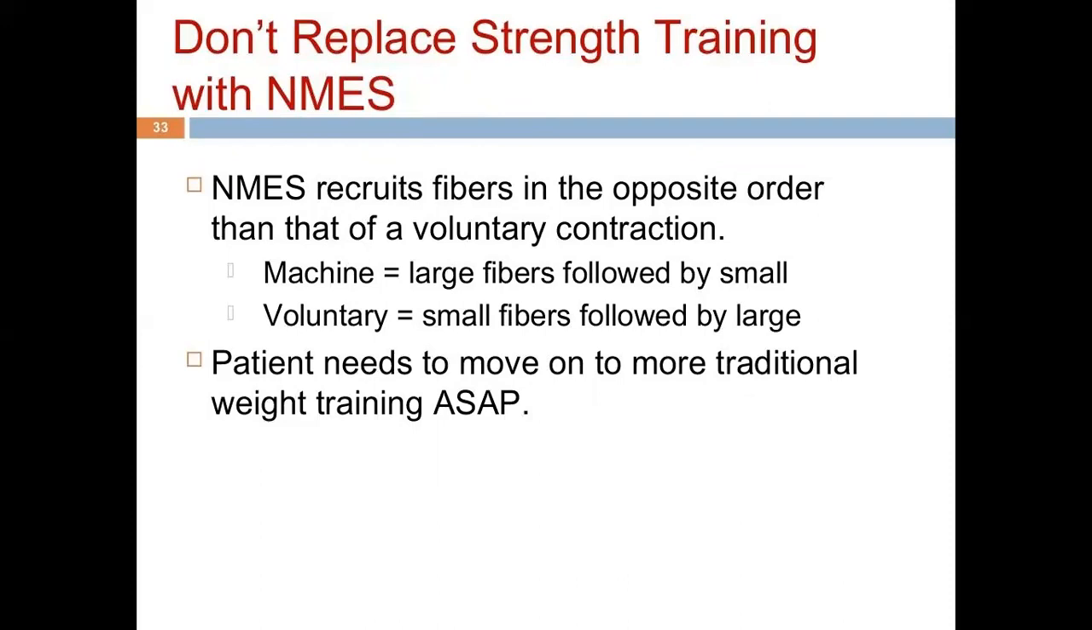Don't replace strength training with neuromuscular electrical stimulation, because electrical stimulation recruits fibers in the opposite order to that of a voluntary contraction. With the machine, there are large fibers followed by small; in voluntary contraction, small fibers are followed by the large fibers. The patient needs to move on to more traditional weight training as soon as possible.